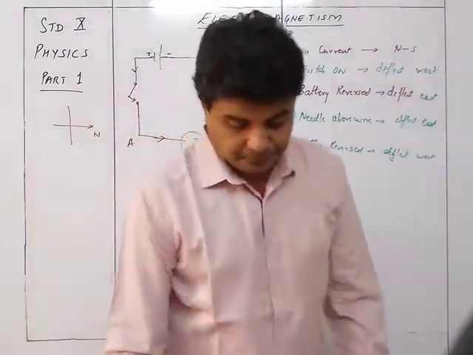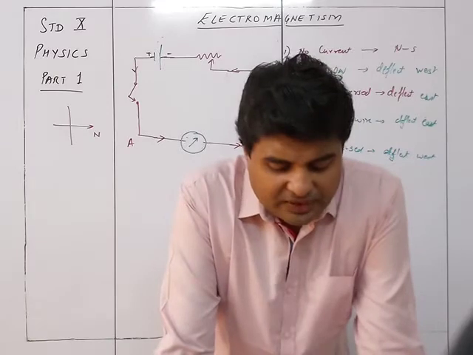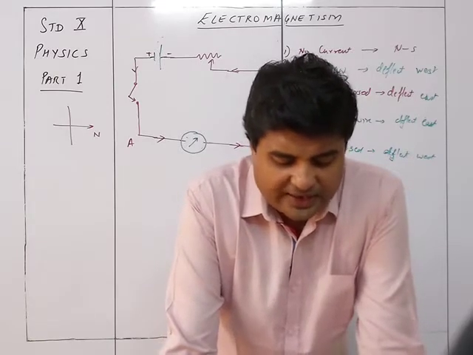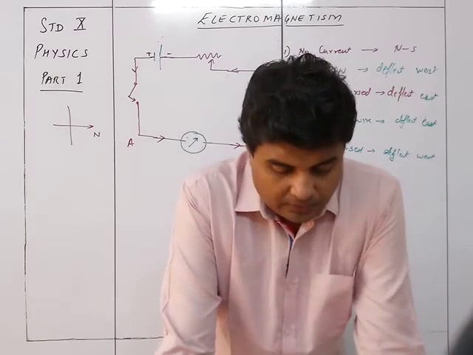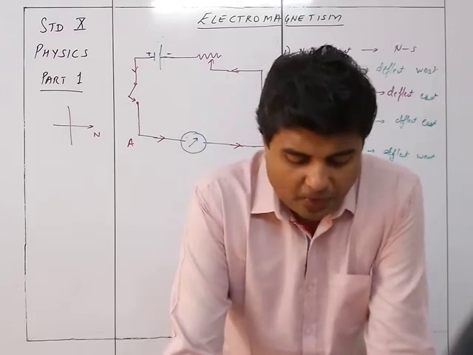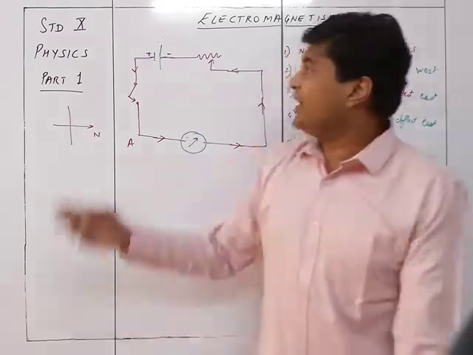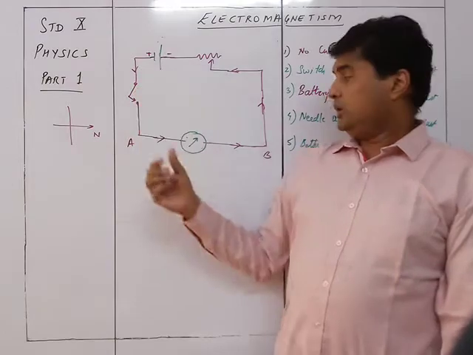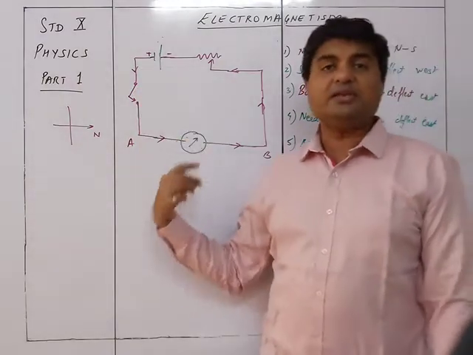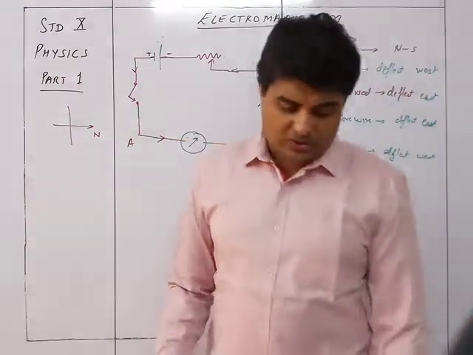When the direction of the current in the wire is reversed by reversing the connection at the terminals of the battery, the north pole of the needle points towards the east. So if I reverse these connections, instead of showing me west, it shows me east. So it goes downwards.